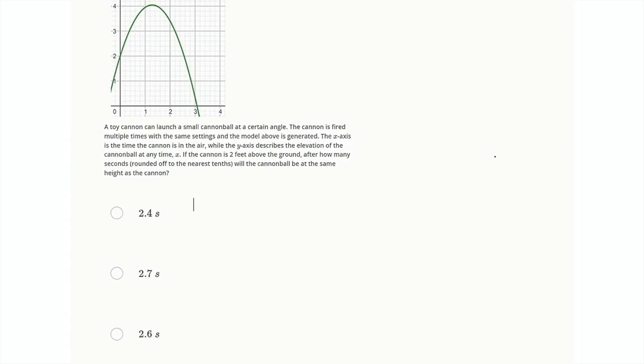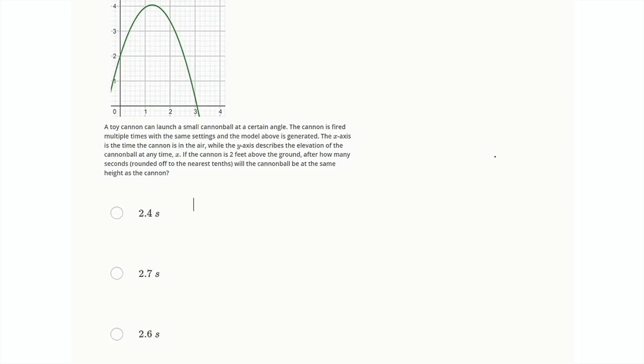It says a toy cannon can launch a small cannonball at a certain angle. The cannon is fired multiple times with the same settings, and the model above is generated. The x-axis is the time the cannonball is in the air, while the y-axis describes the elevation of the cannonball at any time x. So x is the time, y or f of x is the height. If the cannon is 2 feet above the ground, after how many seconds, rounded off to the nearest tenth, will the cannonball be at the same height as the cannon?